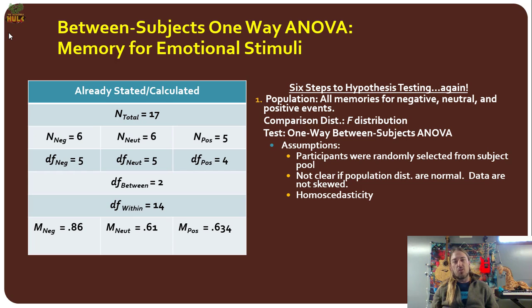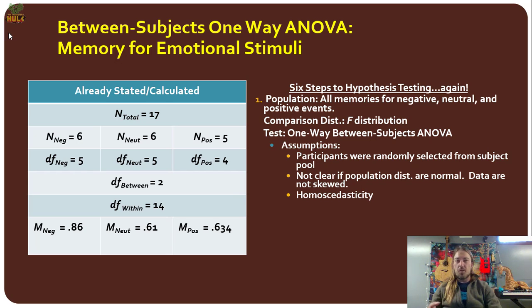Simply n minus 1 for those groups. So we take a 6, a 6, and a 5, becomes a 5, a 5, and a 4. The degrees of freedom between then is our number of groups minus 1. We have 3 groups because we have 3 emotion levels, right? Negative, neutral, and positive. So 3 minus 1 gives us 2 between groups degrees of freedom.